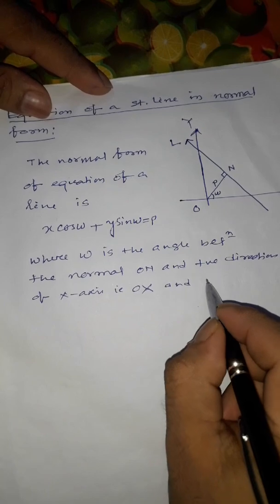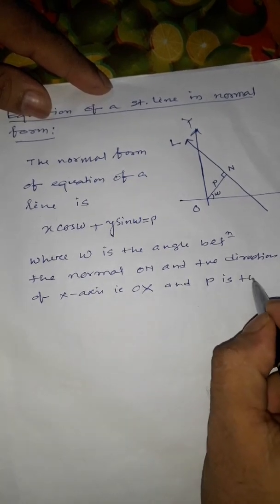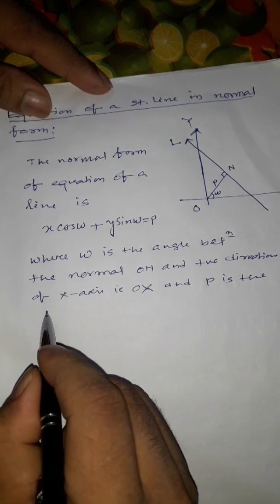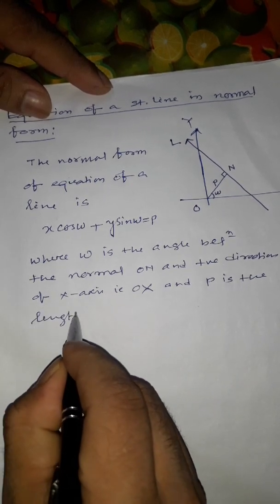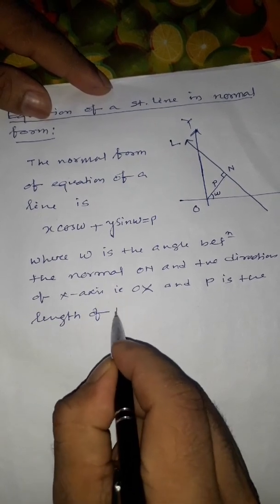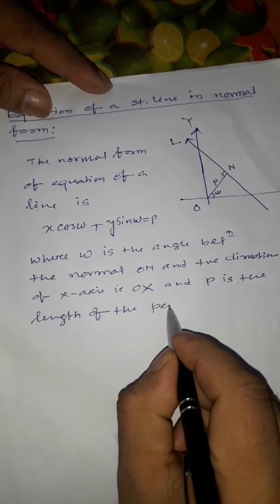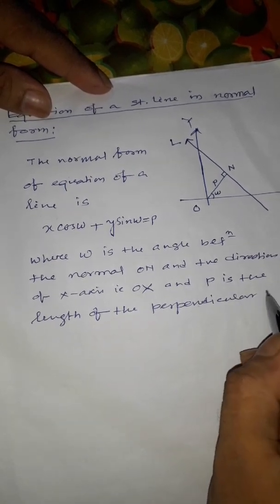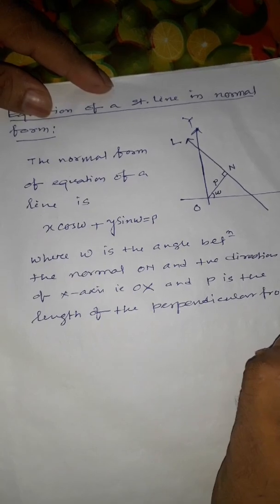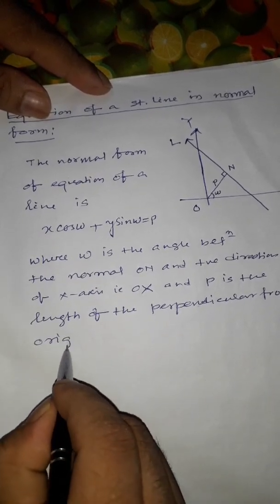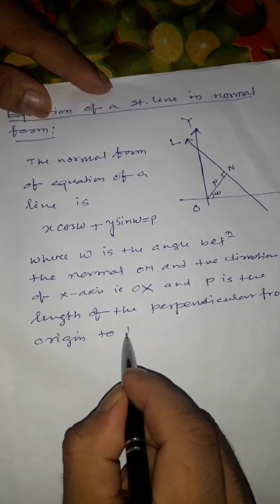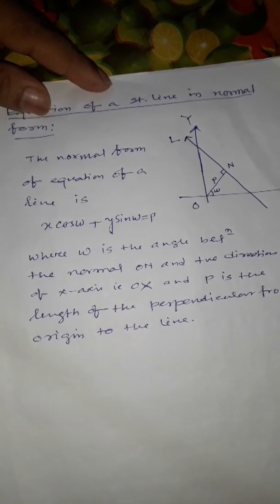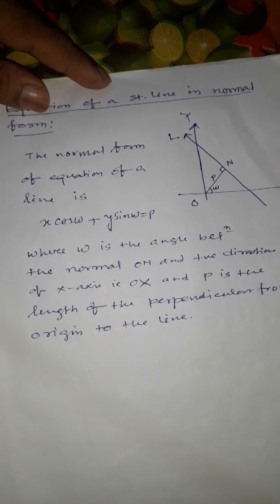and P is the distance or length. P is the length of the perpendicular from the origin to the line. P is the length of the perpendicular from the origin to the line.